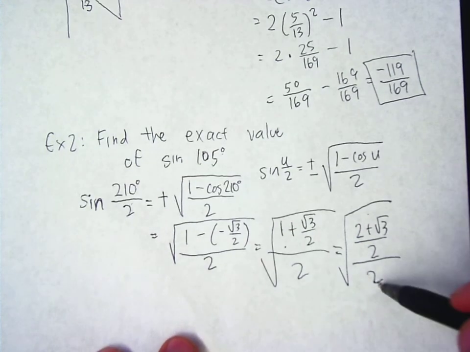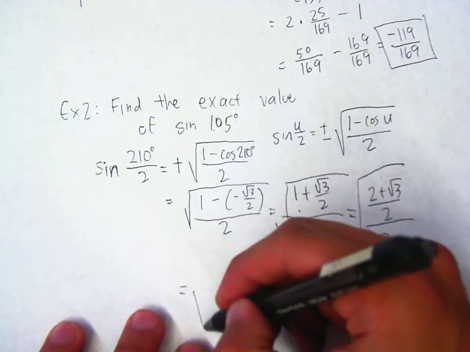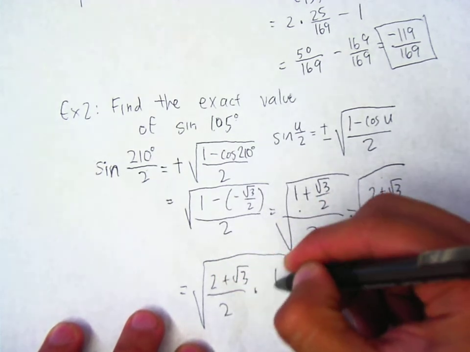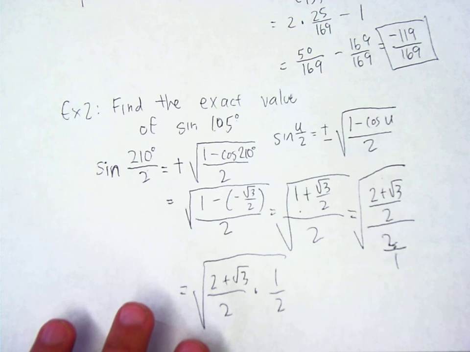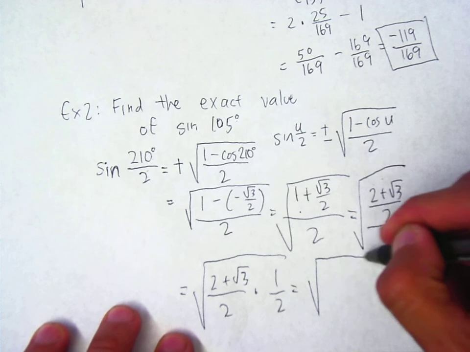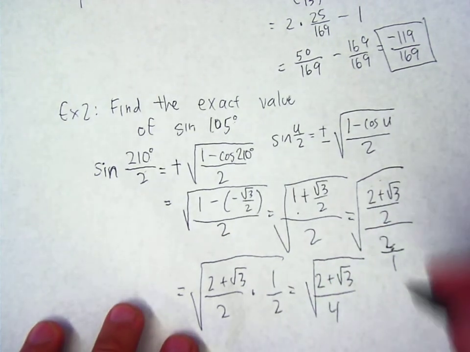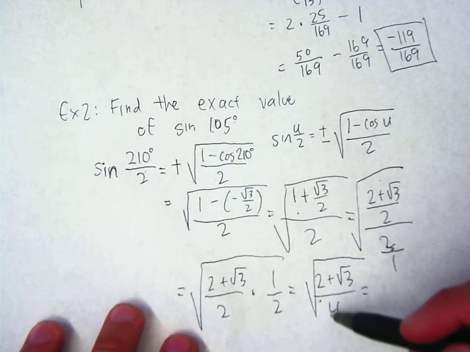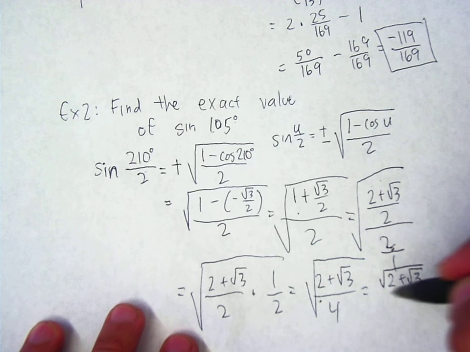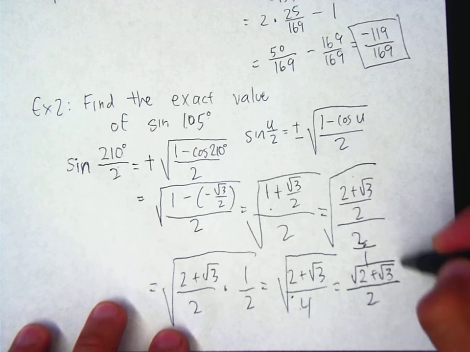And then I'm going to multiply by the reciprocal. So this is really 2 over 1, so I'm going to multiply by 1/2. So that would be 2 plus radical 3 over 2 times 1/2. Okay, and then if I simplify that, it would be radical 2 plus radical 3 all over radical 4. And then I'll probably go one more step because I do have a radical on the bottom. So the top will be radical of 2 plus radical 3. I'm not going to bother with the radical over radical. And then the bottom is radical 4, so it's 2. So that is your answer.